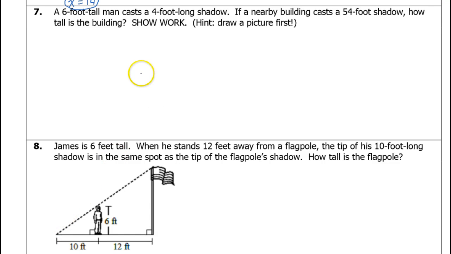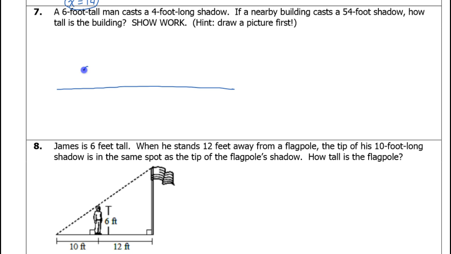Alright, in this video we will explore the properties of similarity, and we will use those properties to find unknown sides and angles. Let's start off with a couple of word problems. We have a 6-foot tall man that casts a 4-foot long shadow. And if a nearby building casts a 54-foot shadow, how tall is the building? Alright, well, let's get a picture going.